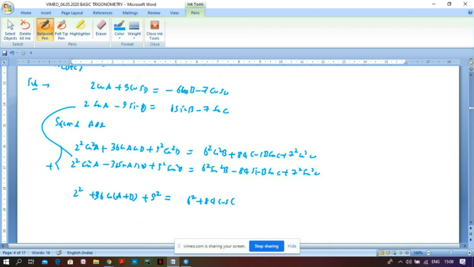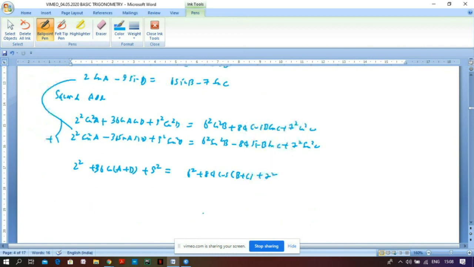I'll get cos of A plus D, the expression that I want, and plus 7 squared. Now notice this strange thing, this happy thing. In this problem, 2 squared plus 9 squared is 6 squared plus 7 squared, because this is 81 plus 4, which is 85, and this also is 36 and 49, that is 85. So they are both equal. So these two together cancel out. And so yeah, I'm getting cos of A plus D.